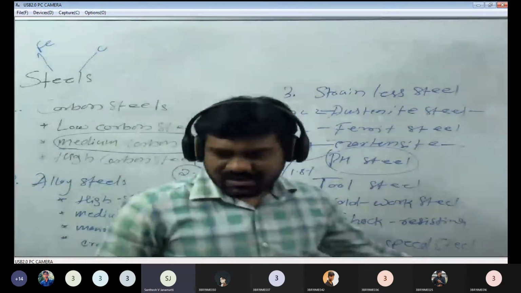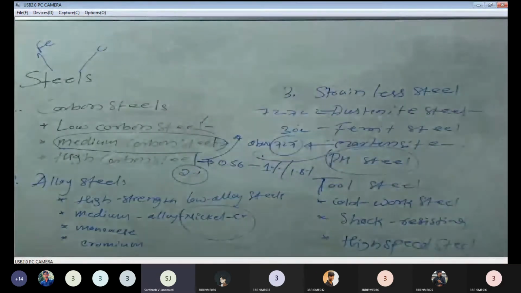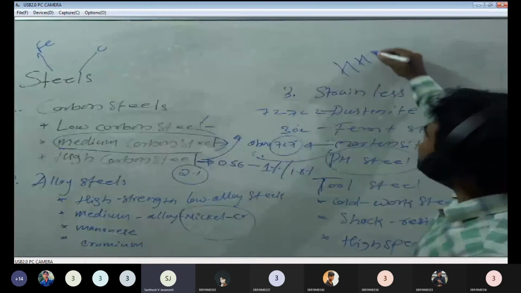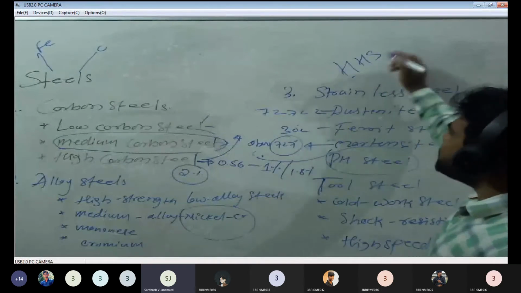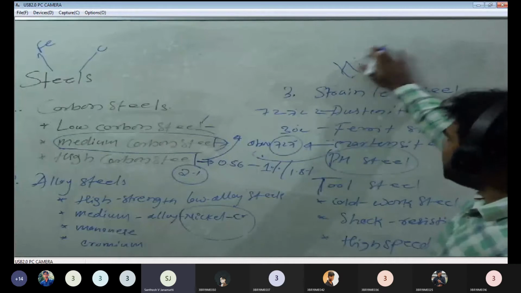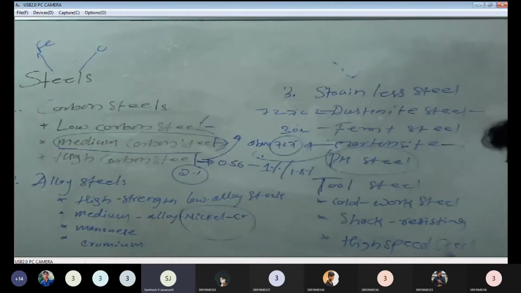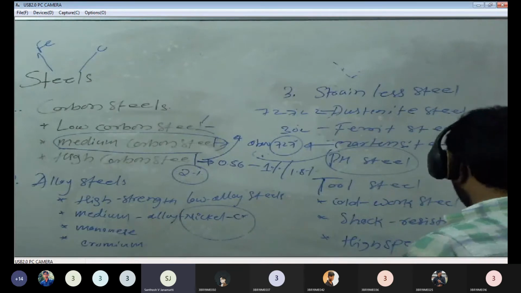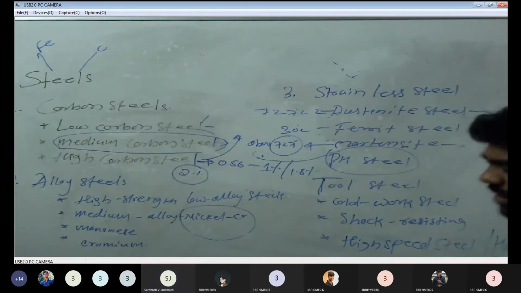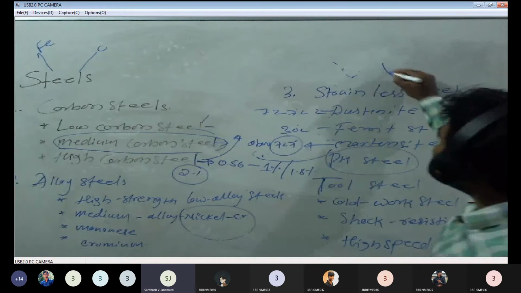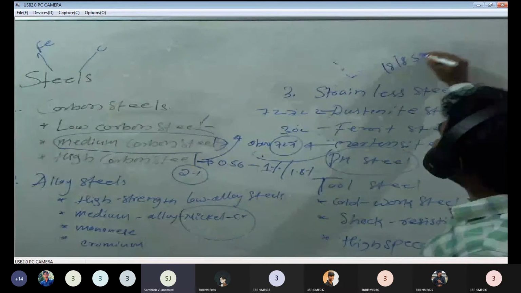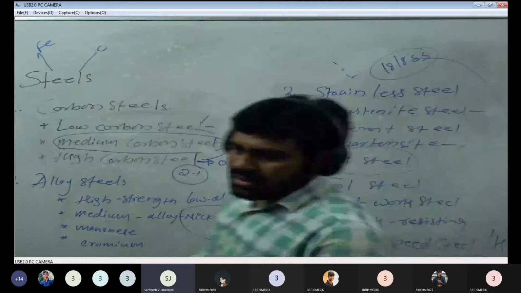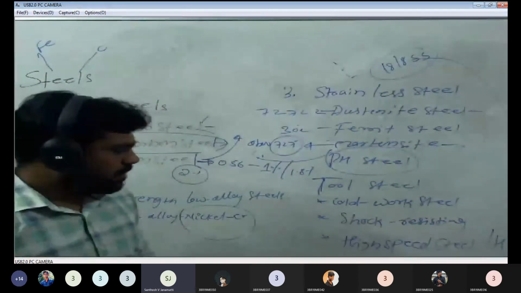Now, high speed steel. You might have heard this word, high speed steel, HSS. HSS, high speed steel or high hardness steel. High speed steel is there, and also 18-8 stainless steel. These are all tool steels.